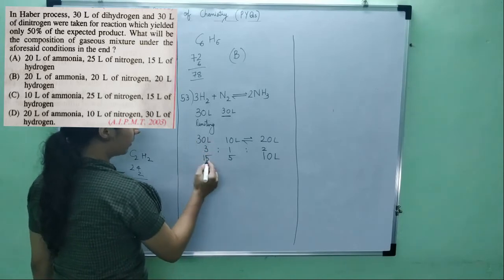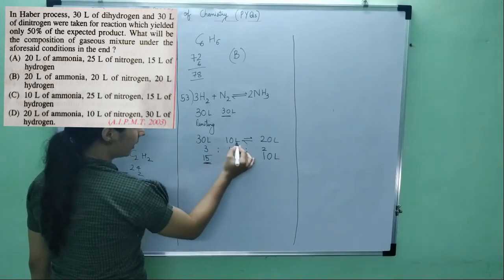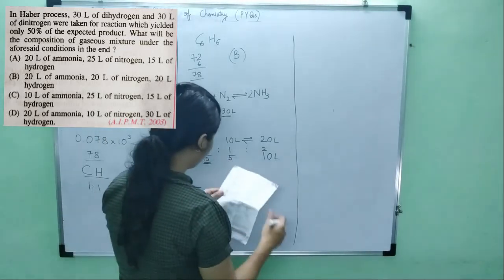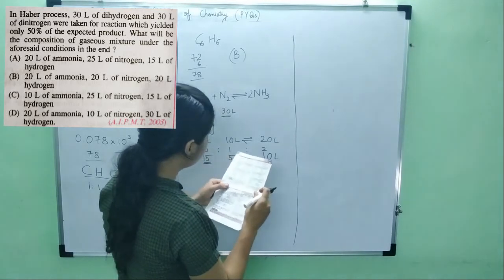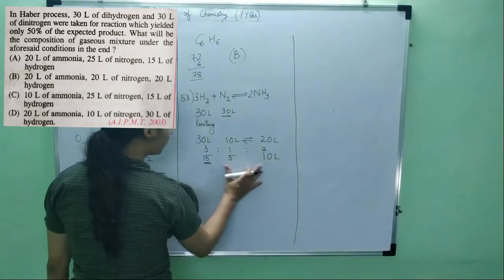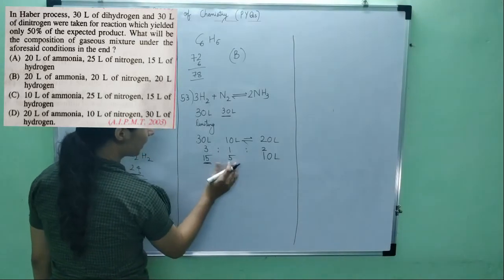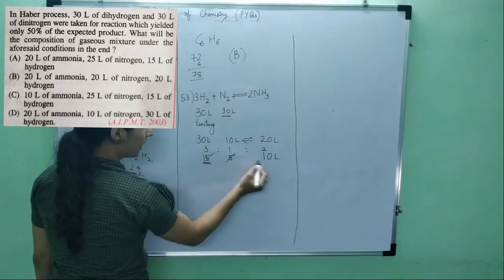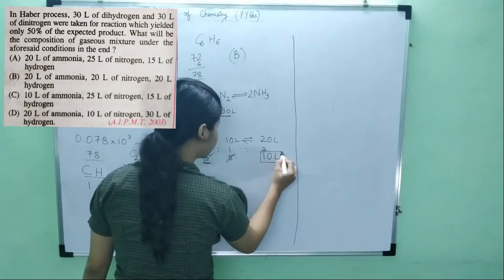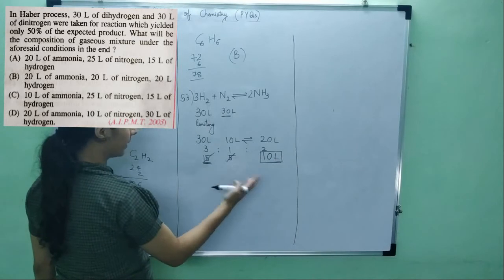Not 30, but only 15 has reacted. Not 10, but only 5 has reacted and given us 10. Right? Now they have asked what will be the composition of the gaseous mixture under these conditions. Okay. Now this has what is reacted. So 15 plus 5 has reacted. So this is gone and this is given as this 10 liter of product. Okay. So we know that the product is 10 liter. Now we'll see what is remaining.